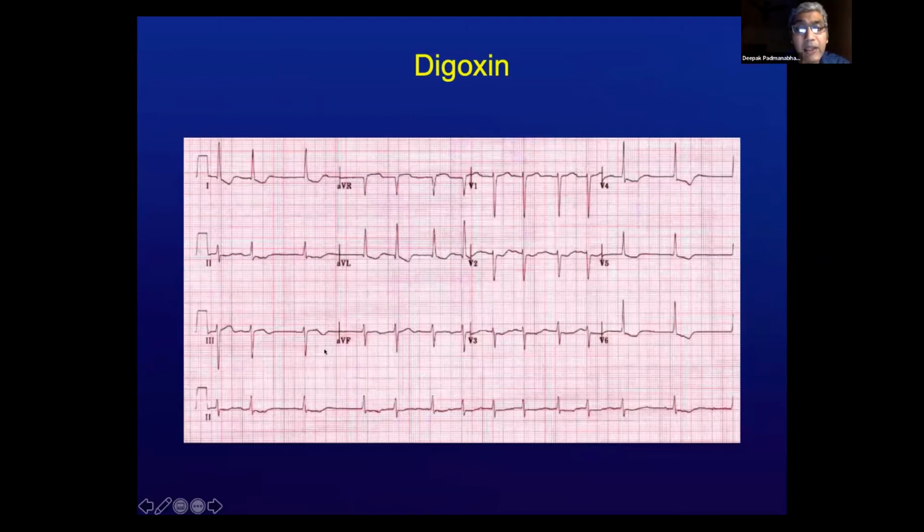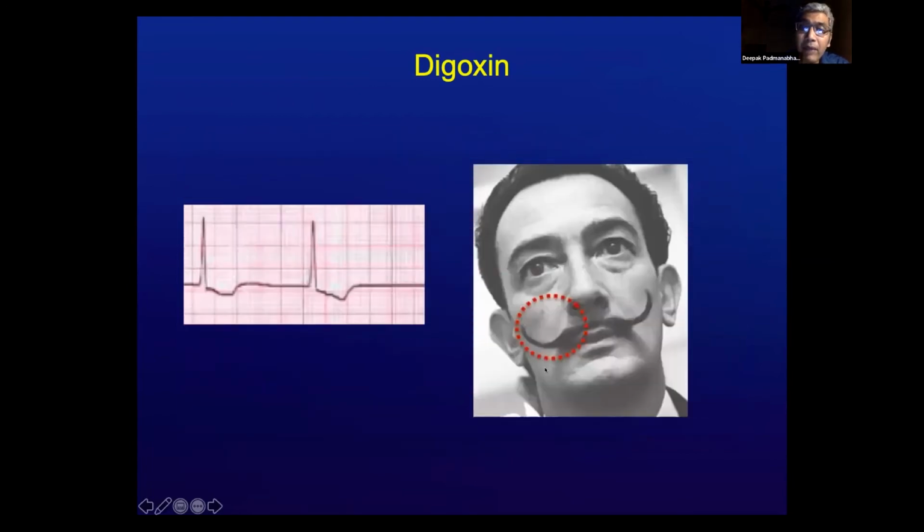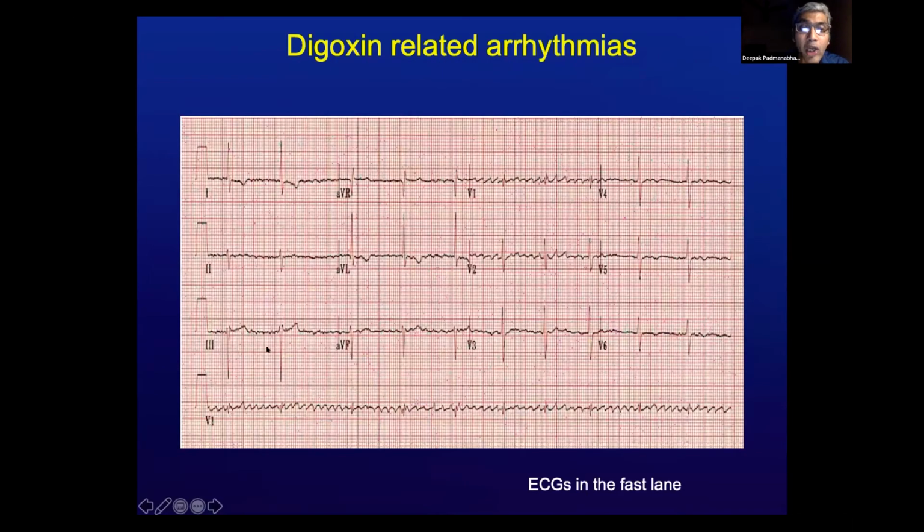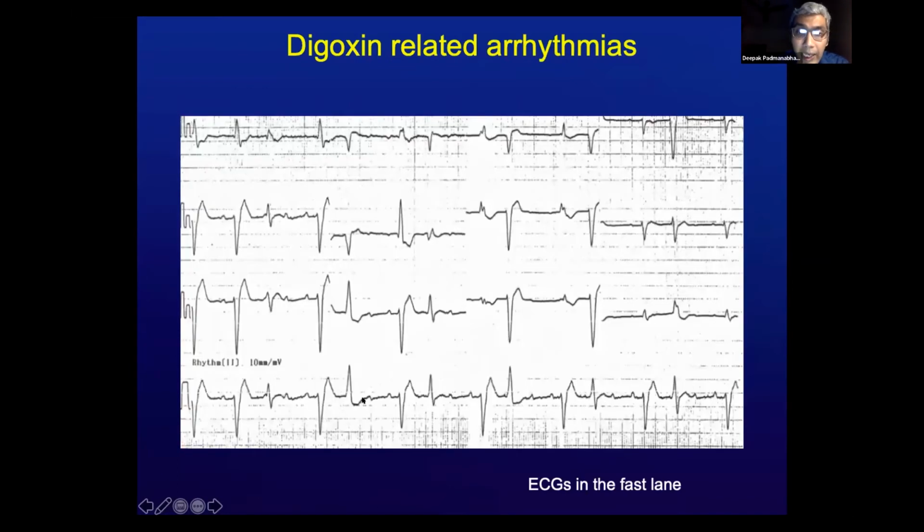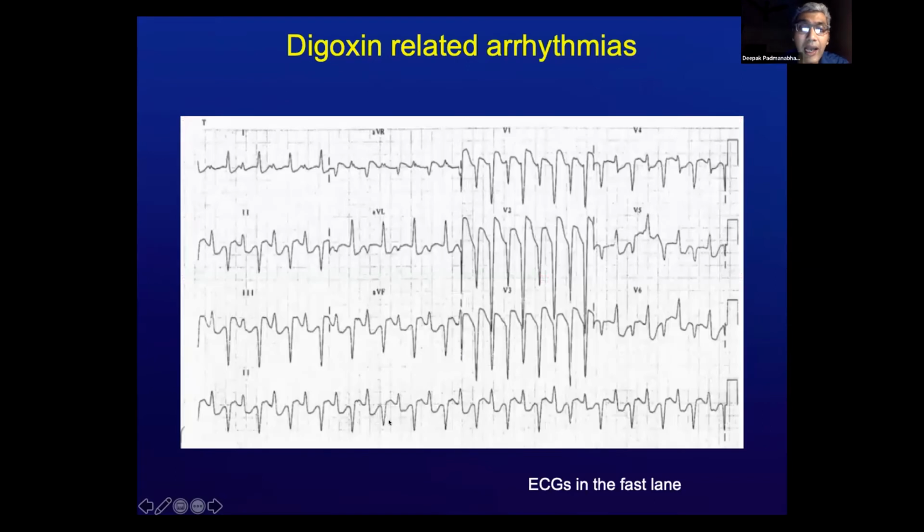When digoxin is given for rate control in patients with atrial fibrillation, typically we can see what is the digoxin effect, well remembered by the mustache of Salvador Dali, where the effect does not cross over the baseline. Digoxin itself can be contributory to a variety of arrhythmias, including a pseudo-normalization of the ventricular response in atrial fibrillation, atrioventricular blocks along with ventricular arrhythmias, sinus node dysfunctions, and the typical bidirectional ventricular tachycardias.